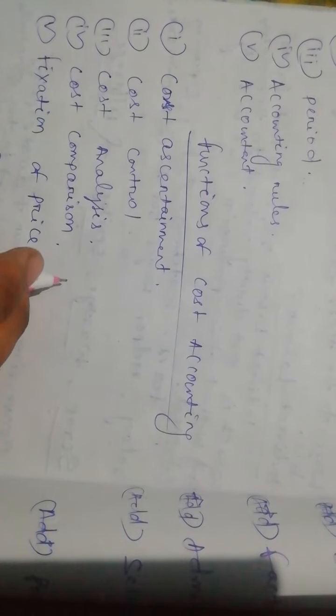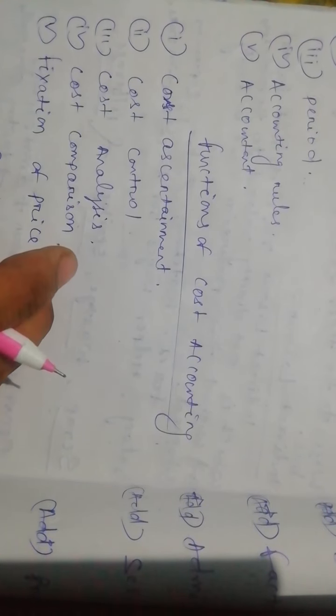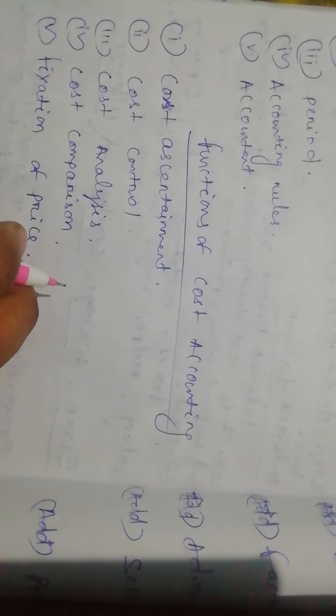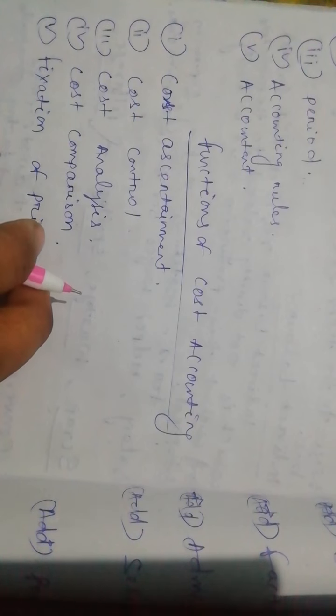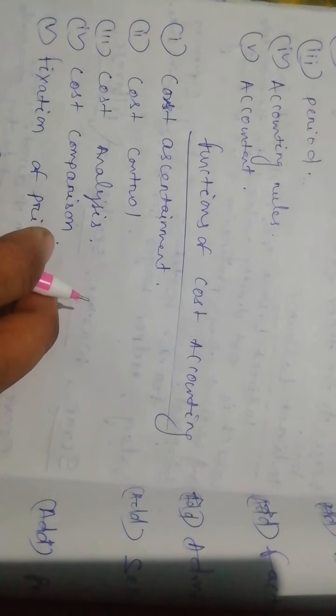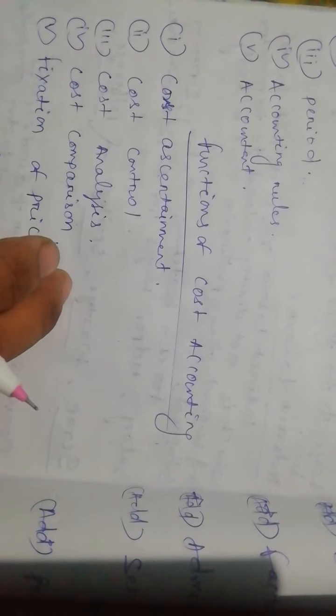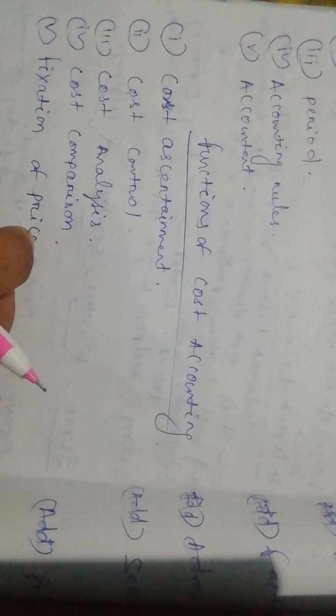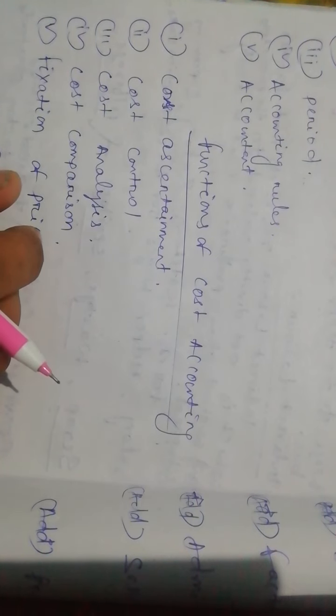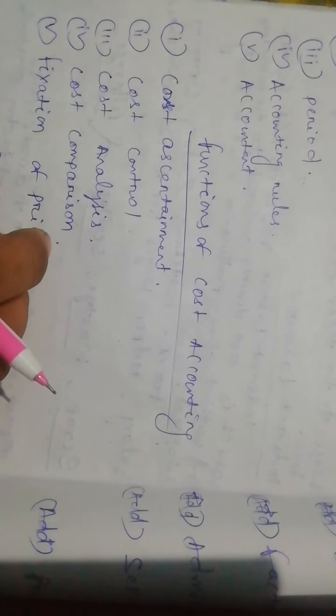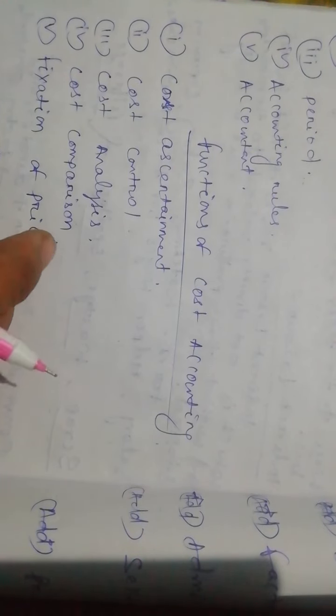Okay. The third point is cost analysis. In cost analysis, different types of cost are analyzed, such as direct cost, indirect cost, factory cost, fixed cost, variable cost, semi-variable cost, actual cost, standard cost. Different types of cost are analyzed, so that the pros and cons of the cost structure are clarified, and it will benefit higher production or a very low cost per unit. Okay. The fourth point is cost comparison.